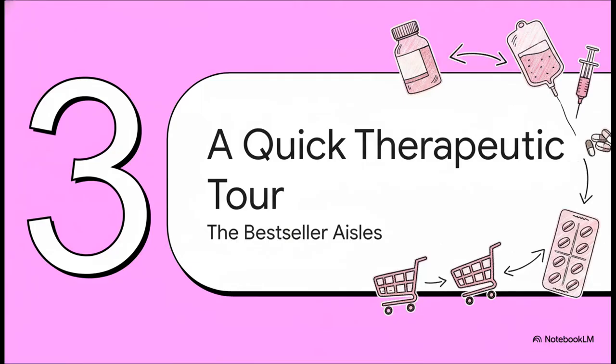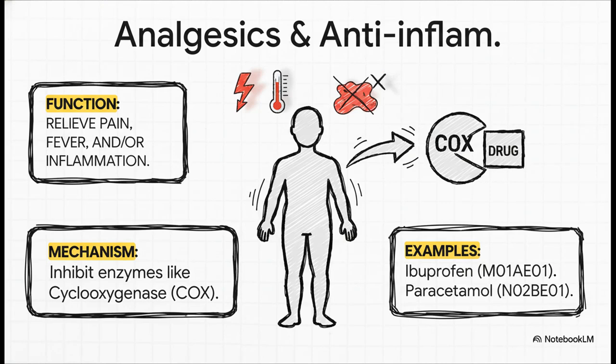Okay, so now that we've got the decoder ring, let's take a quick walk through the library's bestseller aisles. These are some of the most common therapeutic drug classes you're going to run into, guaranteed. First stop, analgesics and anti-inflammatories. Their job is pretty straightforward. Relieve pain, cut a fever, and fight inflammation. A lot of them do this by blocking an enzyme called cyclooxygenase, or COX. And the classic examples you definitely know are ibuprofen and, of course, paracetamol.